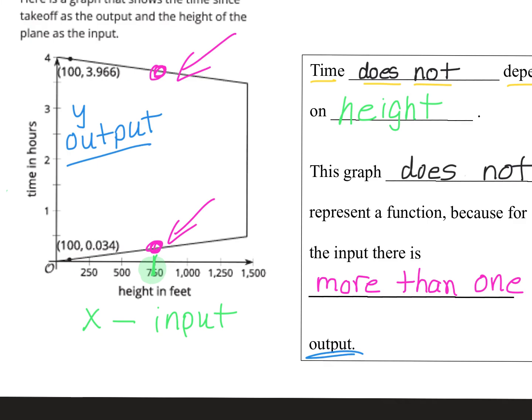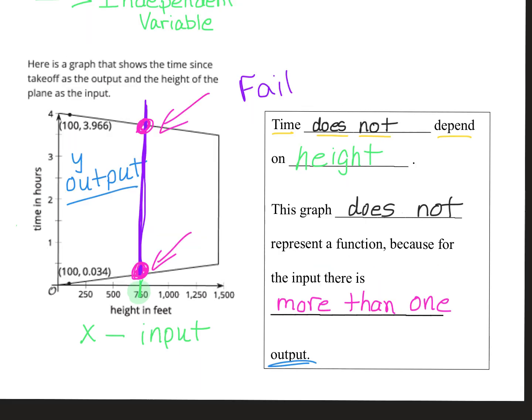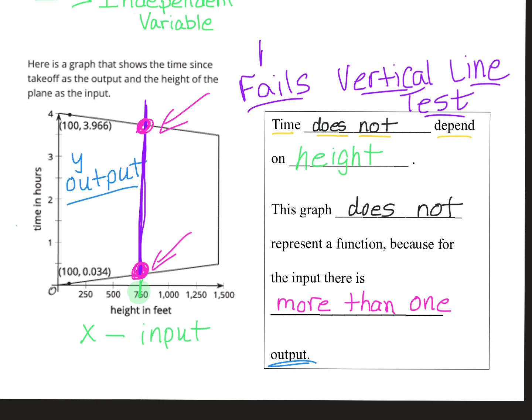In math, if you can draw a vertical line through the graph and it hits it in 2 places, this is what we call a graph that fails the vertical line test. So when it fails the vertical line test, it is not a function.